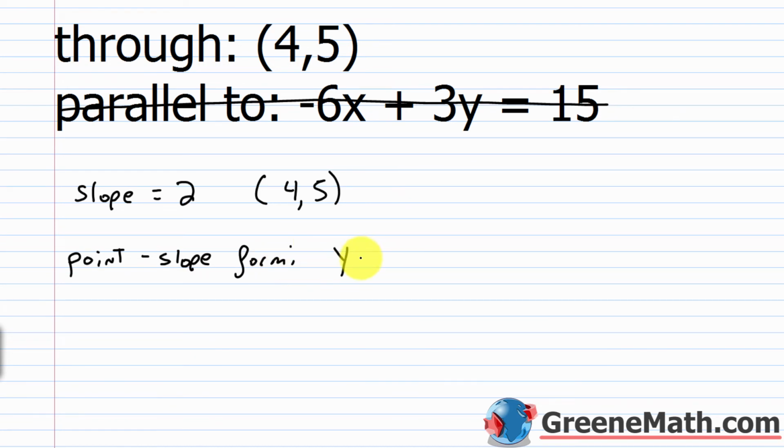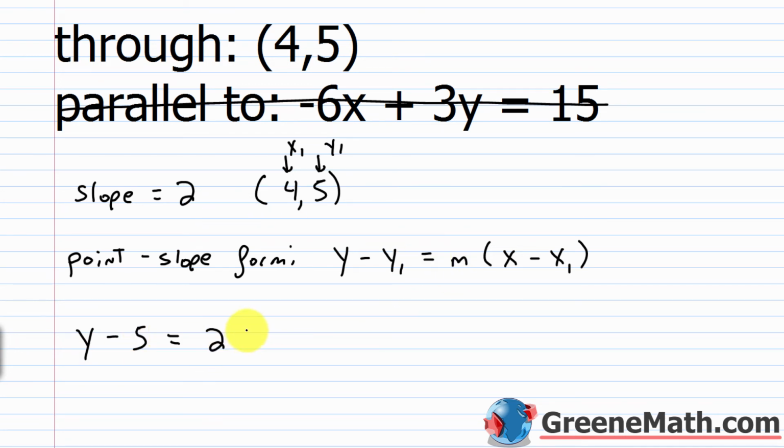Which is what? It's y minus y sub 1 is equal to m, the slope, times the quantity x minus x sub 1. Where this y sub 1 and the x sub 1 are the given values from that point. So this is x sub 1, this is y sub 1. And now we just plug in, right? We'd have y minus y sub 1, which is 5, is equal to m, which is 2, that's your slope, times the quantity x minus x sub 1. X sub 1 is 4.